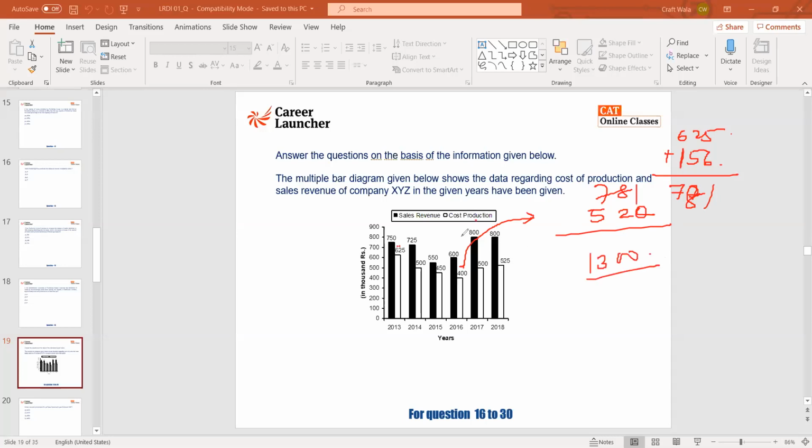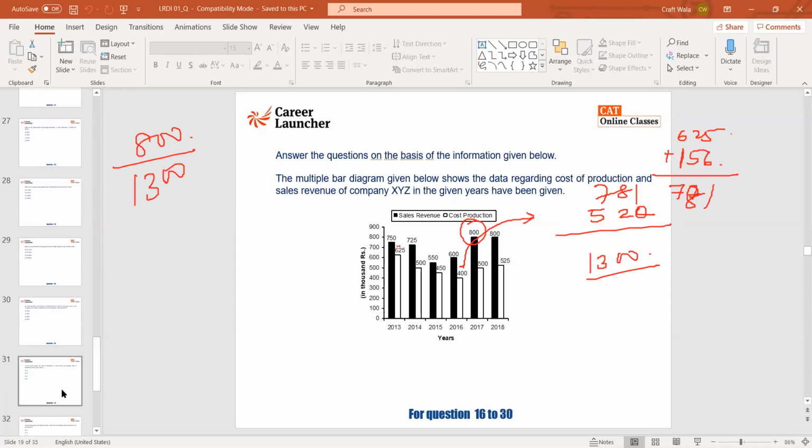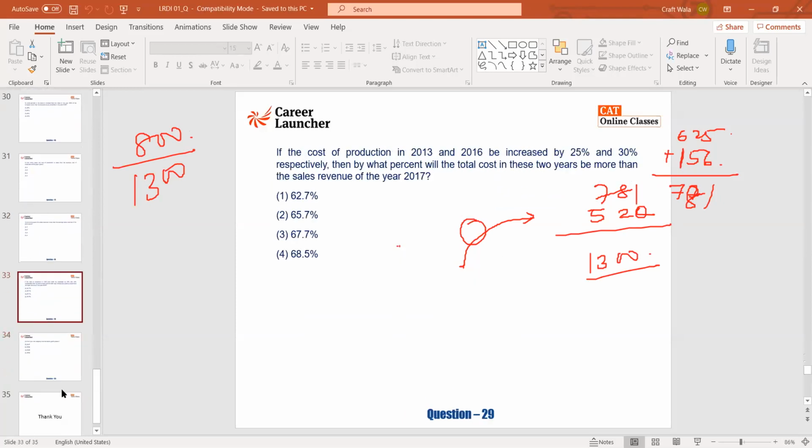How is this related to 2017? So what is 800 out of 1300? Is it more or how is it related? Let's see. Okay, by how much is this more? Right, so just calculate how much this is more than the sales revenue. What do you get? 62.7. Yes, correct. Last one.